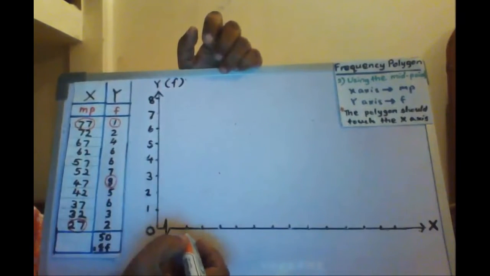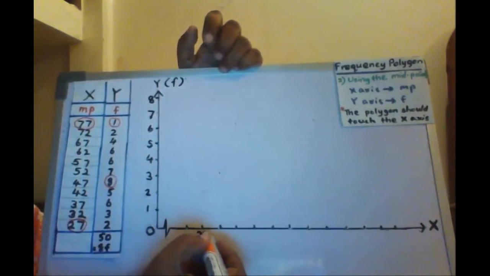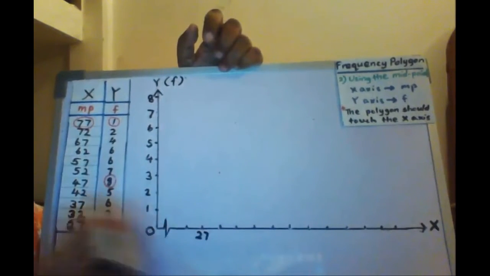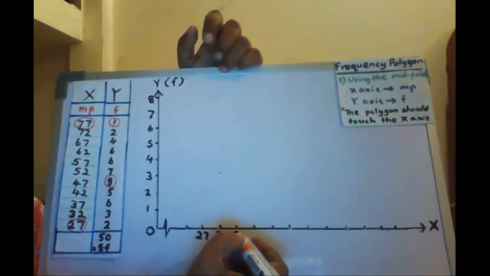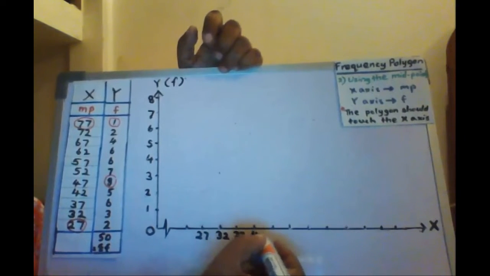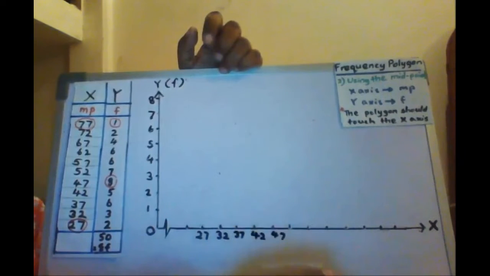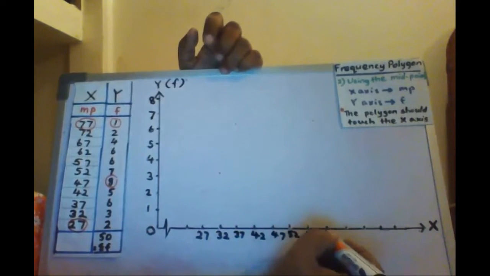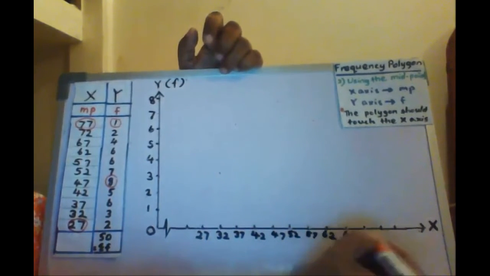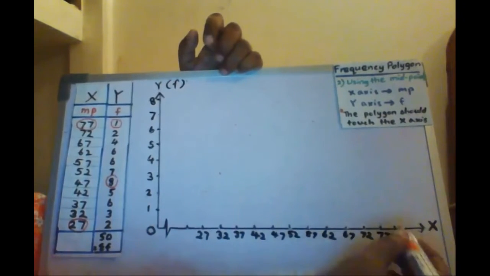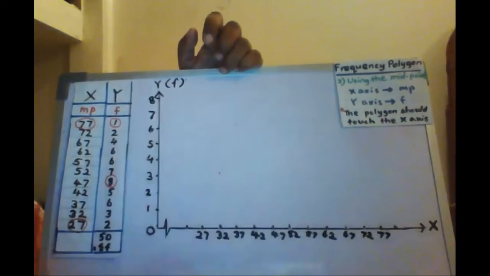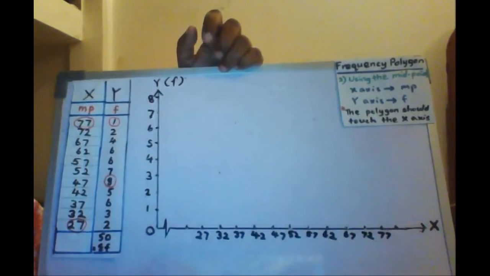Now what's the lowest value here? 27. Do we write it here? No, extra. So 27. Then 32, 37, 42, 47, 52, 57, 62, 67, 72, 77. And this one is the extra value. You don't write anything there. Now you have scaled the x-axis.